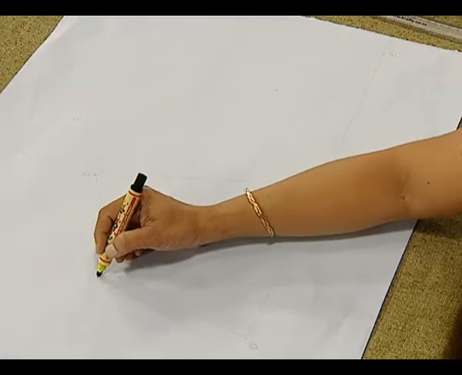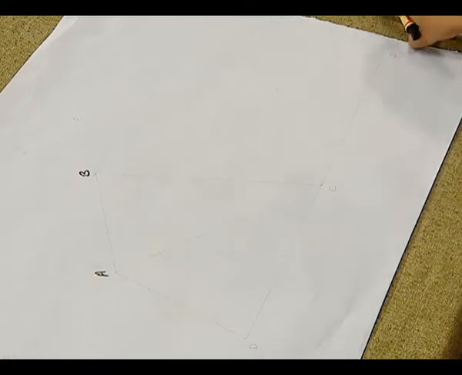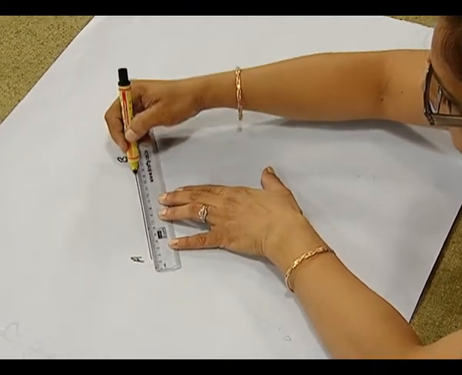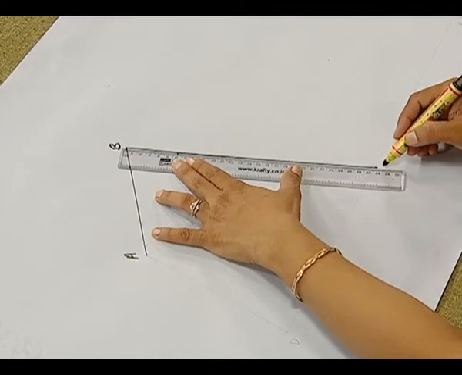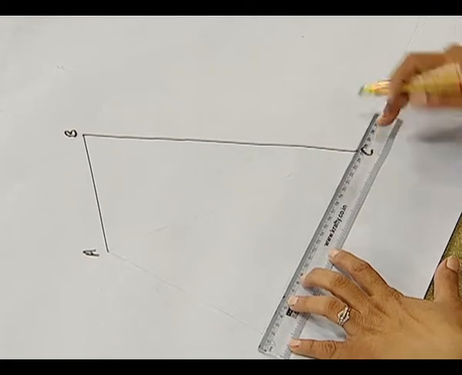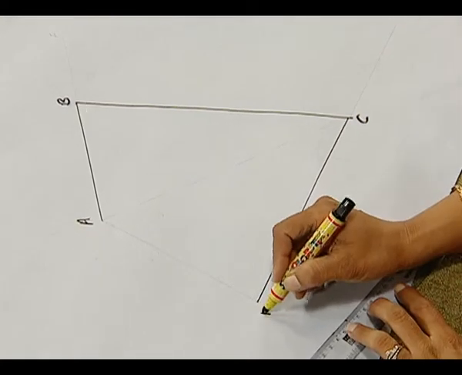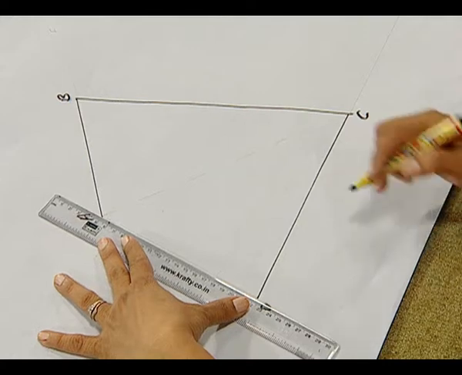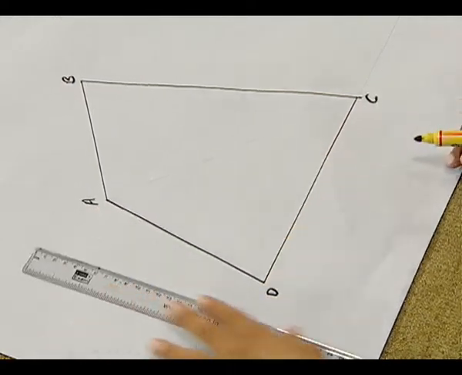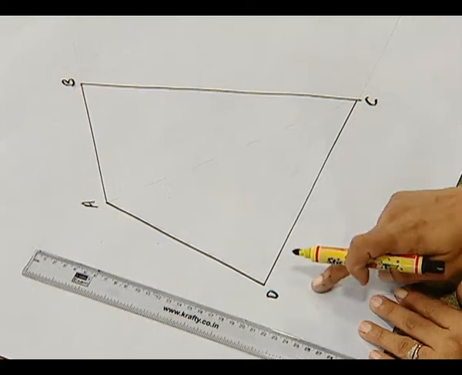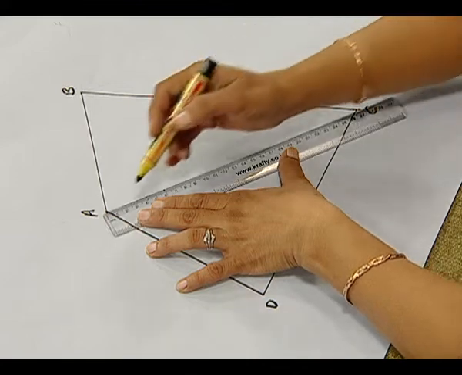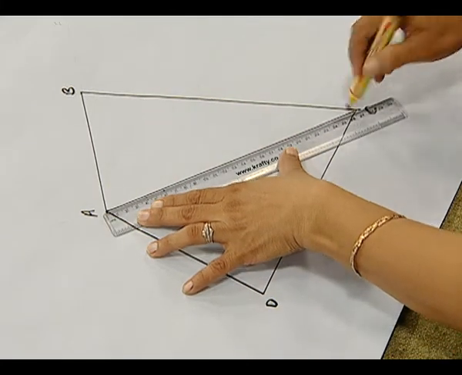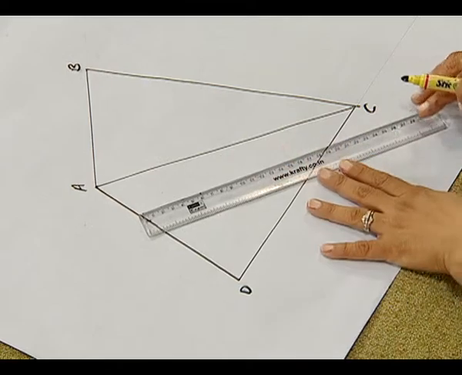For this, we need to make a quadrilateral A, B, C, D, which is again joined to the point A. So, ABCD is a quadrilateral. Now, we join the vertices A and C to obtain its diagonal AC.